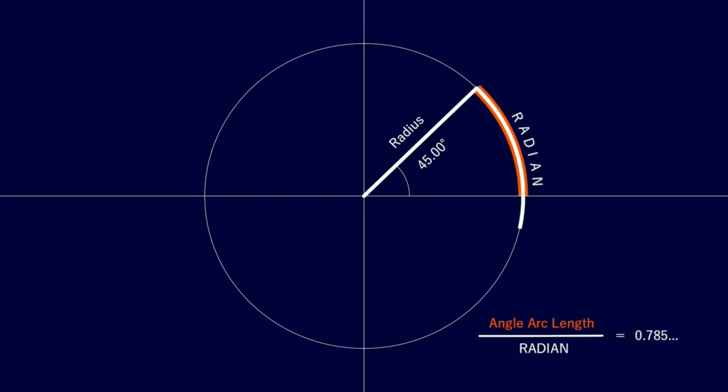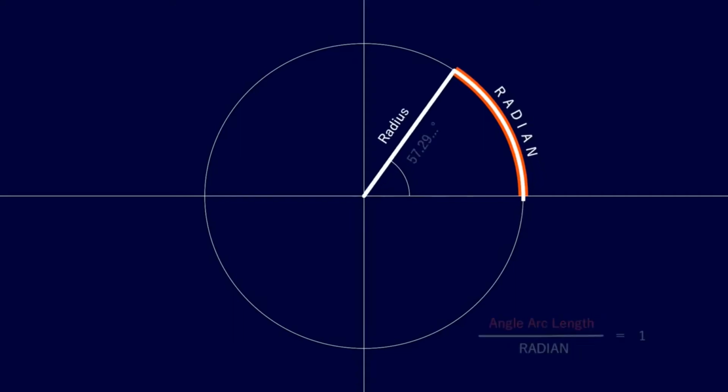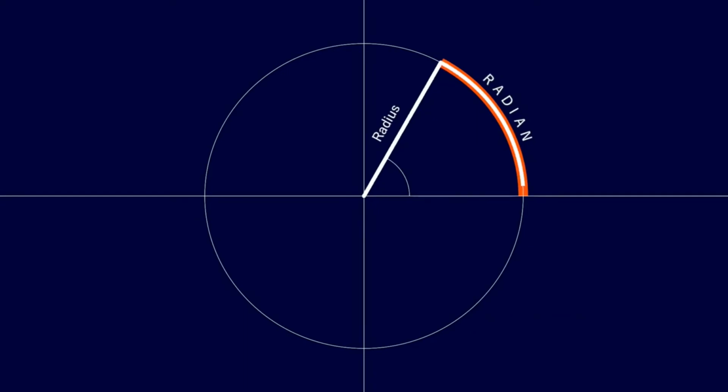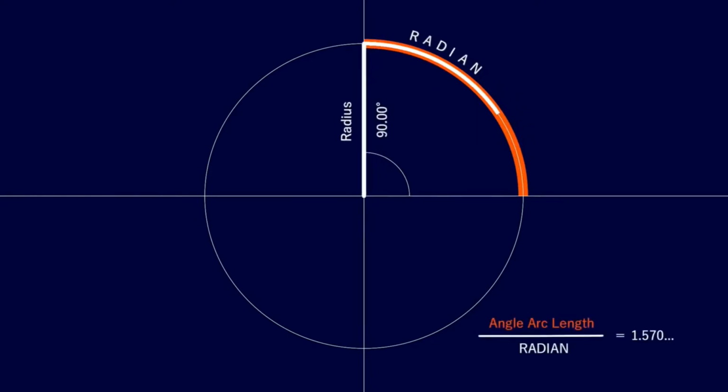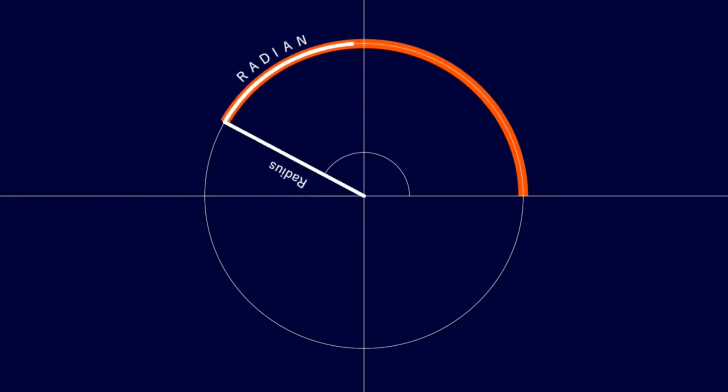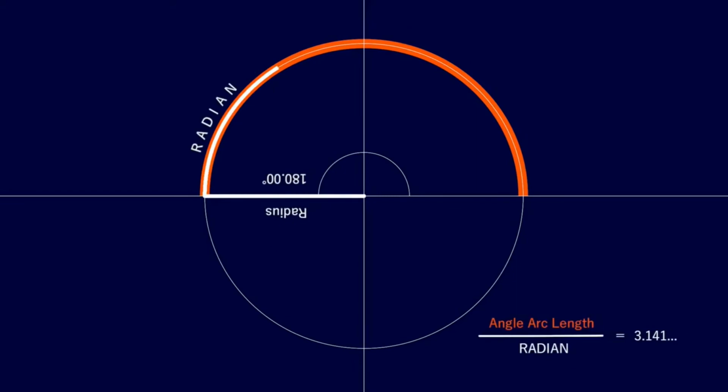Let's see what an angle of 1 radian looks like. A 1 radian angle clocks in at about 57 degrees. Moving on to a 90-degree angle. The arc length of a 90-degree angle divided by the length of the radian is about 1.6. Finally, onto an extreme, an angle of 180 degrees. It measures about 3.14 radians.